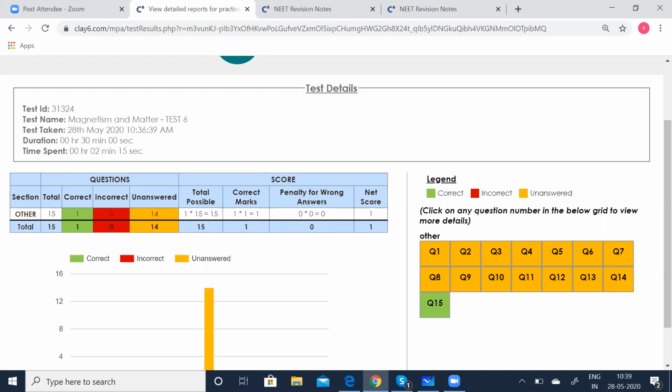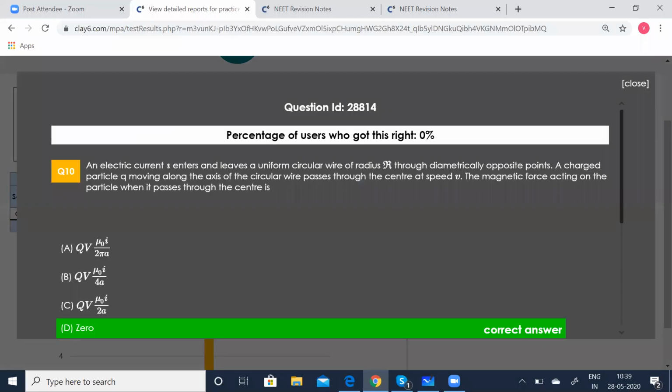If you want to verify where you went wrong, say for example, I'm going to the 10th question. See, an electric current, the correct answer is going to be 0. Electric current I enters and leaves a uniform circular wire of radius R through diametrically opposite points. There is now going to be the entry and exit at 2 different points, so the fields are going to get nullified. So the correct answer is 0.